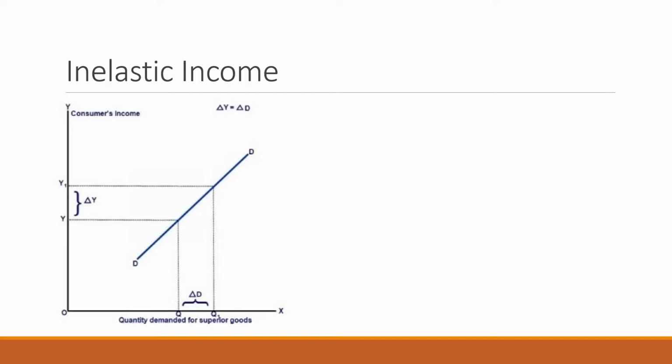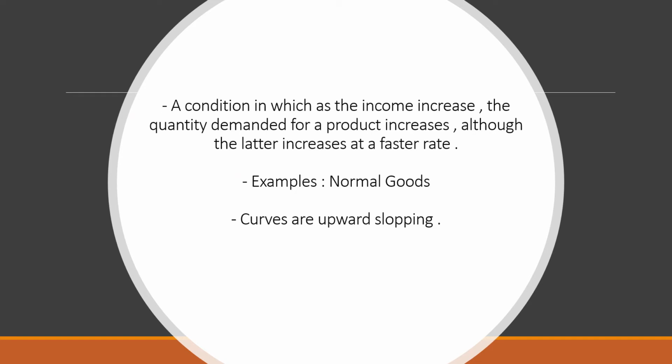As we can see, this is a graph of inelastic income, which is upward sloping. As we can see in the graph, the curve is upward sloping, which means the quantity demanded for a product increases as income increases, although income increases faster than the quantity demanded, such as normal goods. Normal goods like food and clothing.